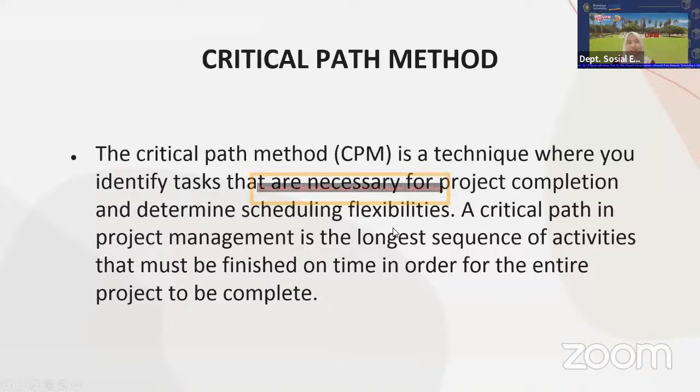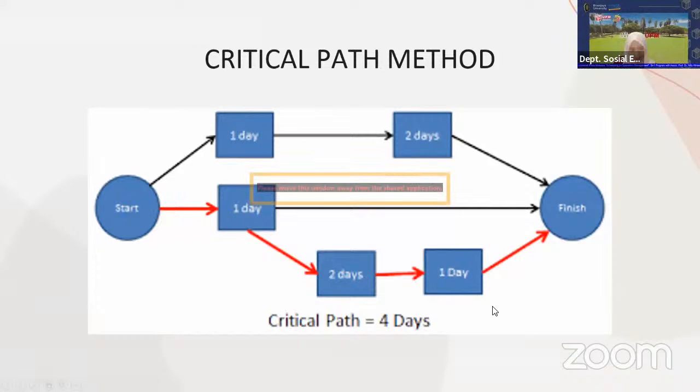So for the critical path method, I'm sure that the students have come across what the critical path method is. It is basically a technique where you identify tasks that are necessary for project completion and determine scheduling flexibility. A critical path in project management is the longest sequence of activities. You have got to understand that it is the longest sequence of activities that must be finished on time in order for the entire project to be completed, right? Here the red color indicates the critical path.